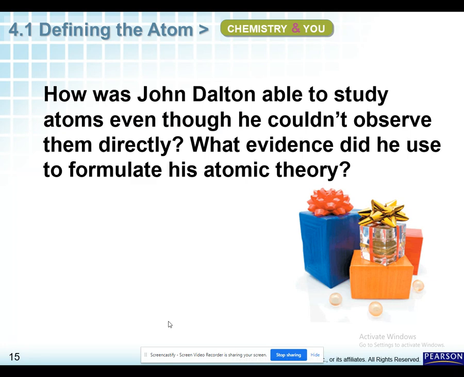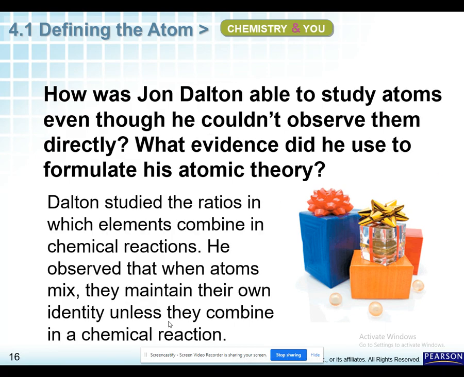So here's a good concept question to see if you're grasping. How was John Dalton able to study atoms even though he couldn't observe them directly? And what evidence did he use to formulate his atomic theory? Well, what he did was he studied the ratios in which elements combine, because he could see different compounds. He could see baking soda and he could see vinegar.